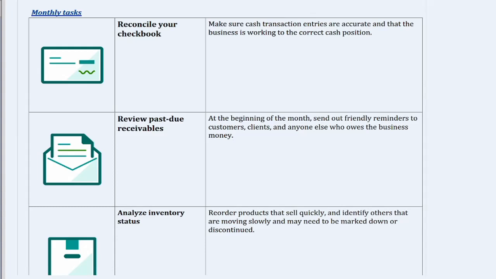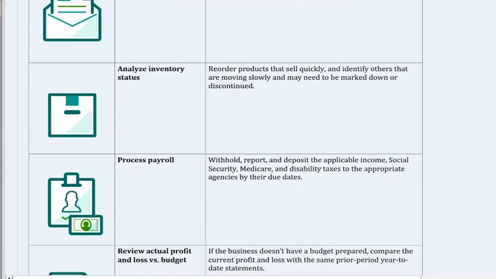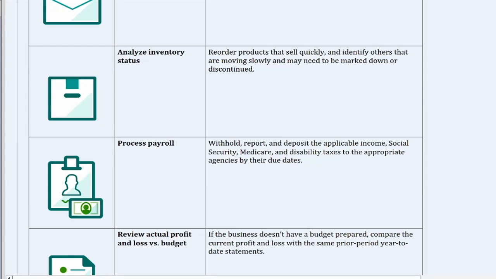Monthly tasks. Reconcile your checkbook. Make sure cash transaction entries are accurate and that the business is working to the correct cash position. Review past due receivables. At the beginning of the month, send out friendly reminders to customers, clients, and anyone else who owes the business money. Analyze inventory status. Reorder products that sell quickly and identify others that are moving slowly and may need to be marked down or discontinued.